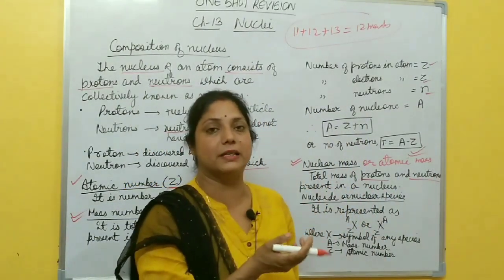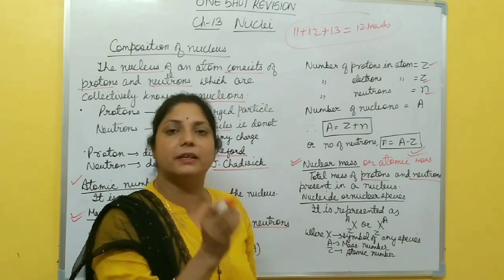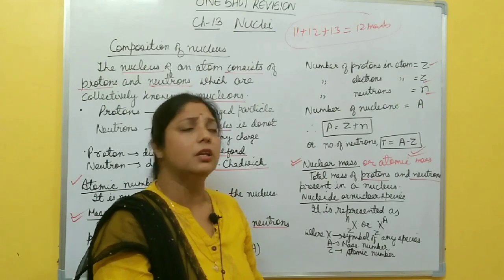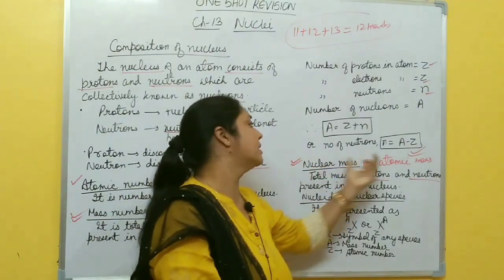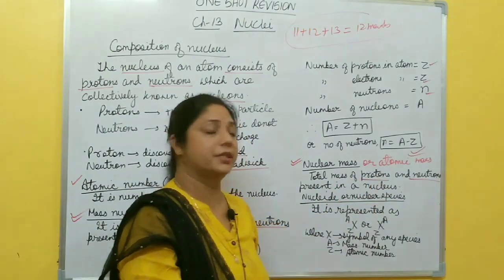The total mass of protons and neutrons present in a nucleus is called nuclear mass, or you can say atomic mass, the mass of the atom also, because inside the atom electrons are present, but the mass of an electron is very, very small. So whatever is the mass of the nucleus is the mass of the atom, the total mass of protons and neutrons.